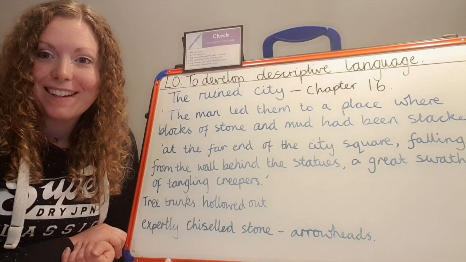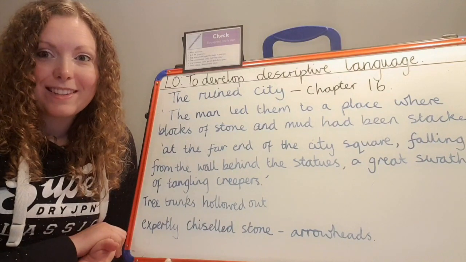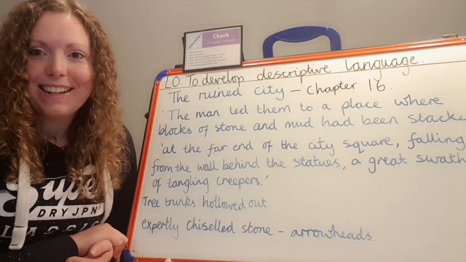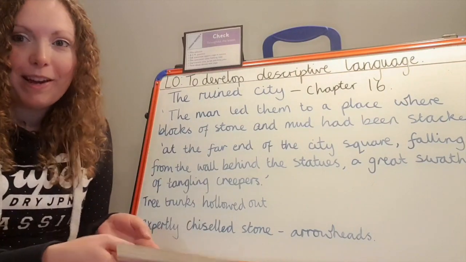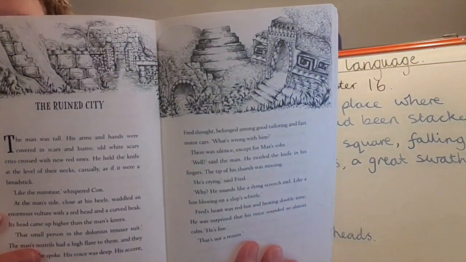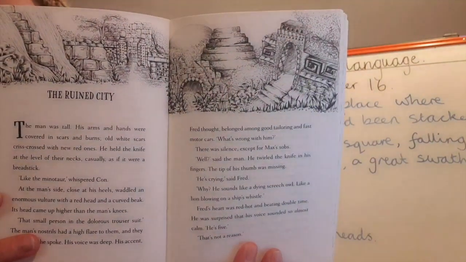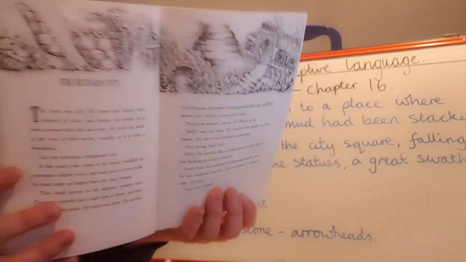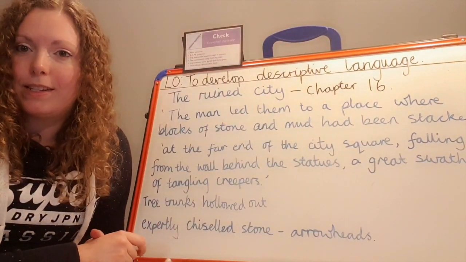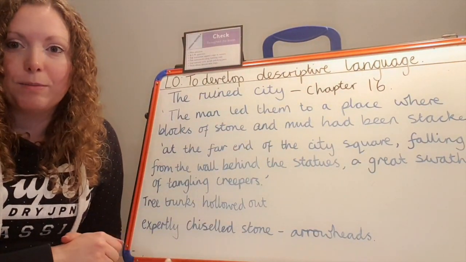Did you enjoy the chapter? Did you find any descriptions? Yeah, that's right. The chapter was titled The Ruined City, and the first illustration that we found was this. I don't know about you, Year 5, but I think that looks like a Mayan city to me, or Mayan ruins. Okay. I also noticed a few other descriptions, so I decided to note them down.